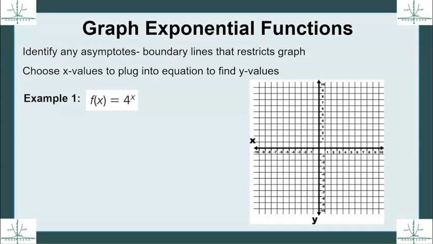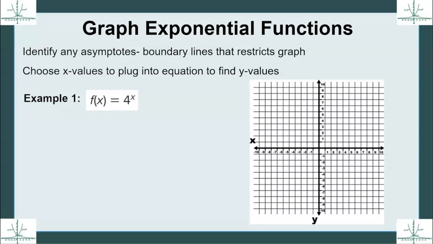This video is going to demonstrate how to graph exponential functions, whether it's an exponential growth or an exponential decay. Now, a couple things to keep in mind: the first thing you want to do is identify any asymptotes, which are boundary lines that restrict the graph. In this case, you're not going to have a vertical asymptote line. You're going to have a horizontal asymptote line. And in many of these, it's going to be the x-axis.